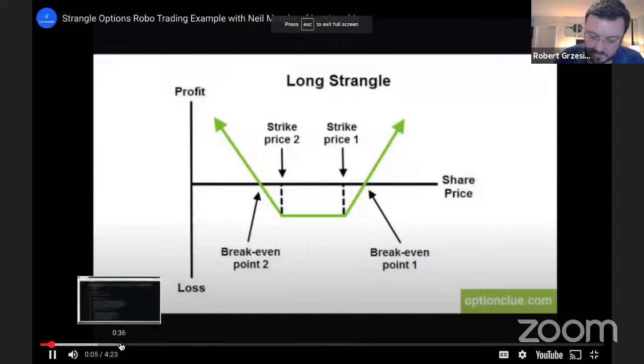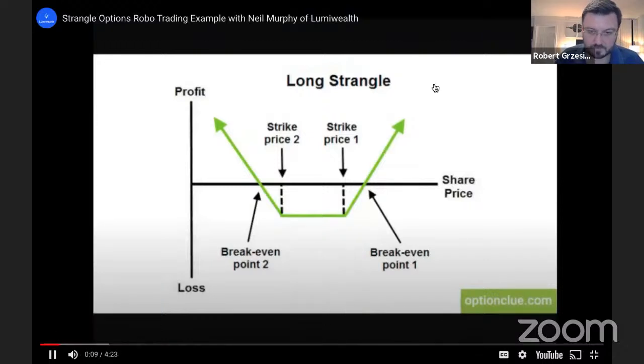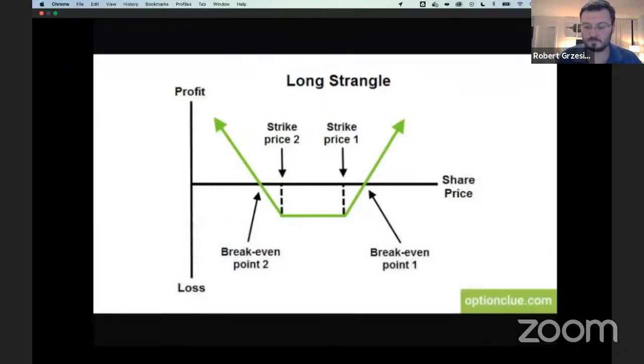Being executed by Lumiwealth. This is the long strangle strategy. There's a link in the presentation. You can go look at it on Investopedia for a full description. This graph here shows the profile. Basically, we're going to be buying a call and a put. It's designed to take advantage of a big swing in price in the underlying.